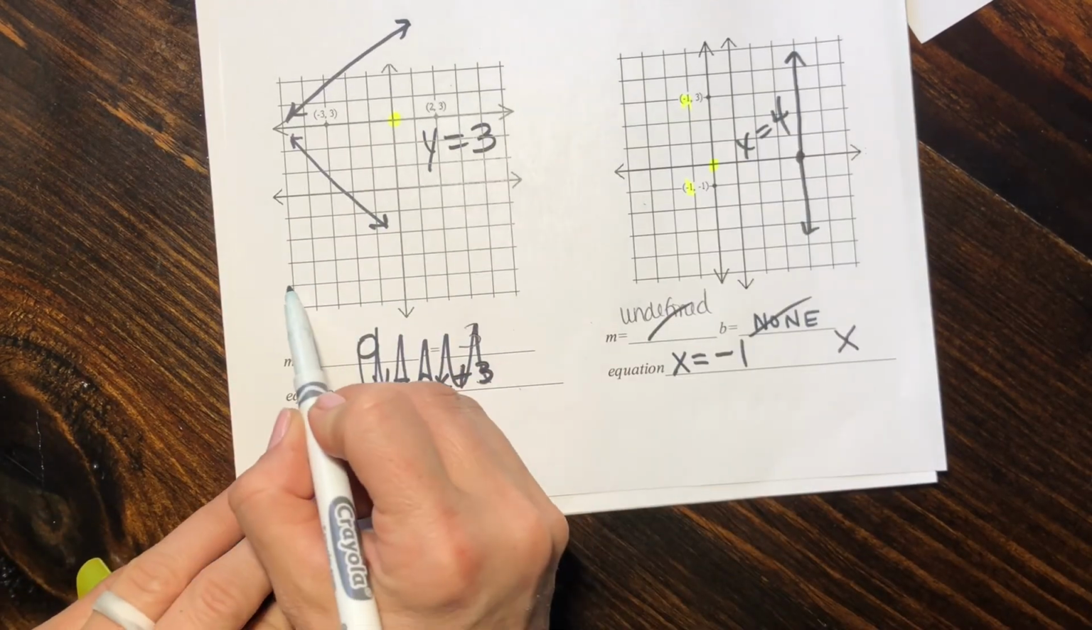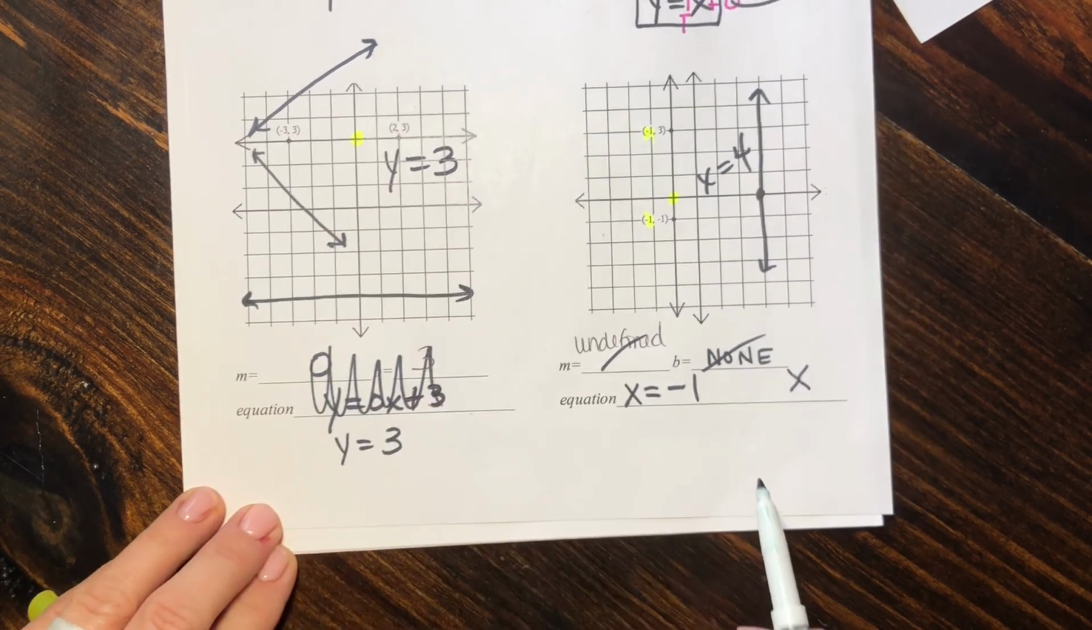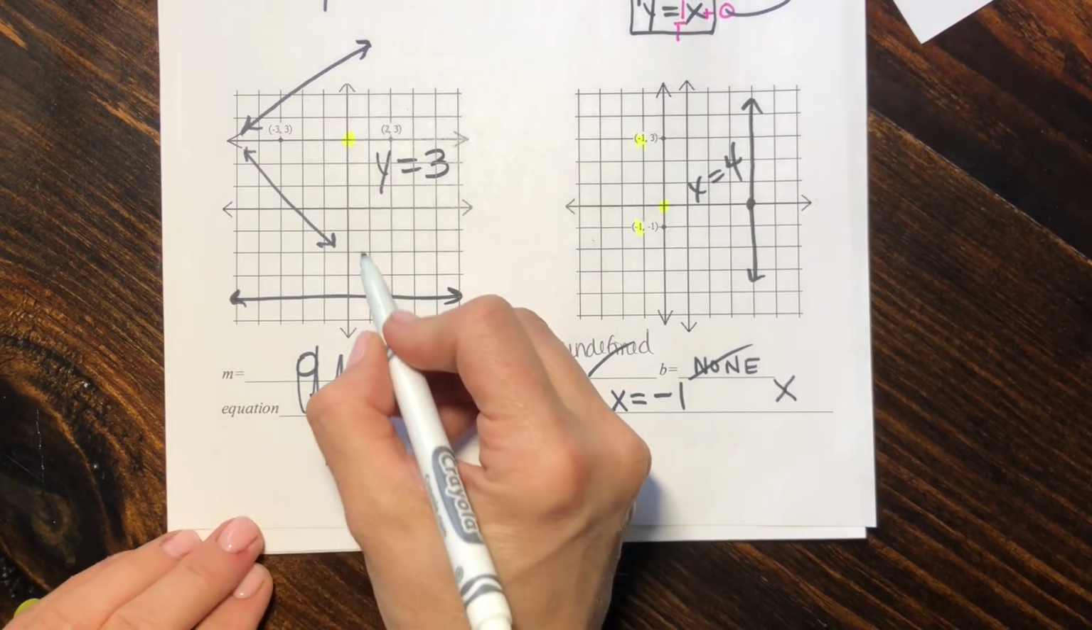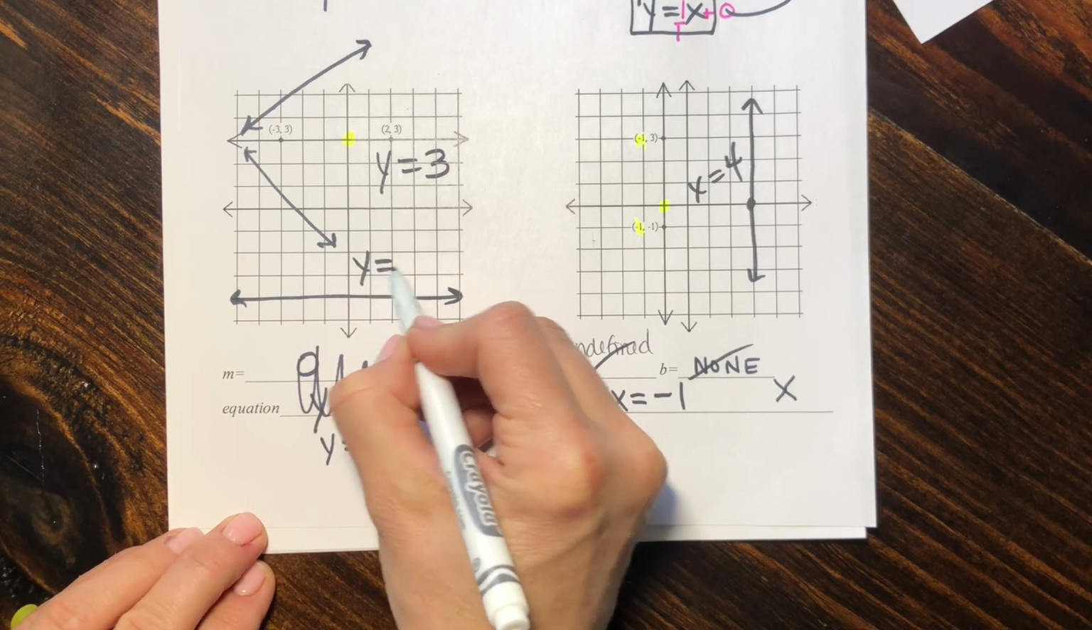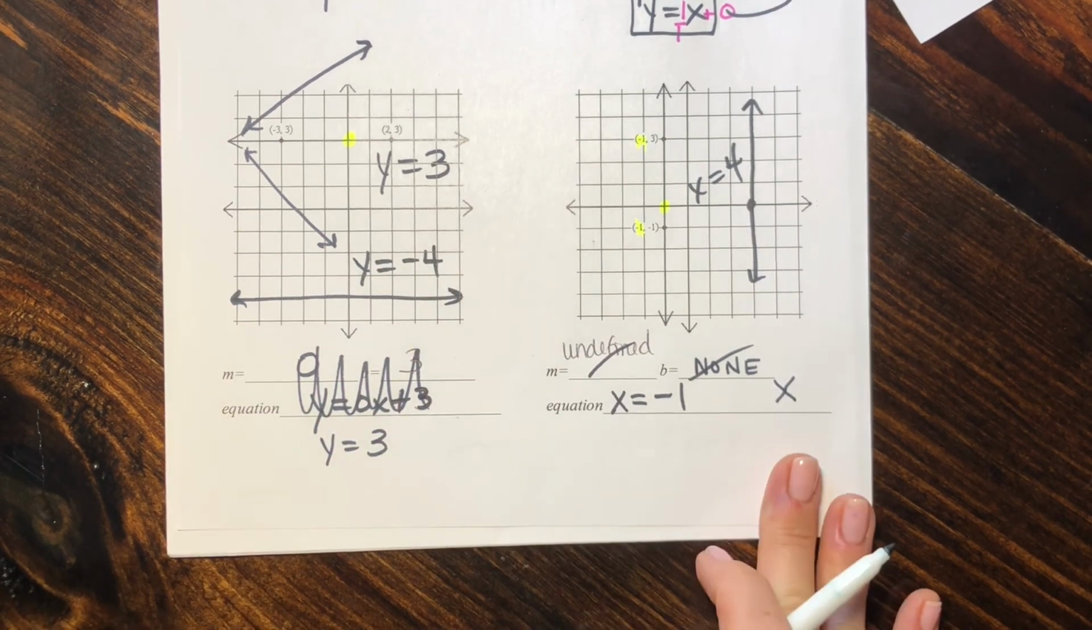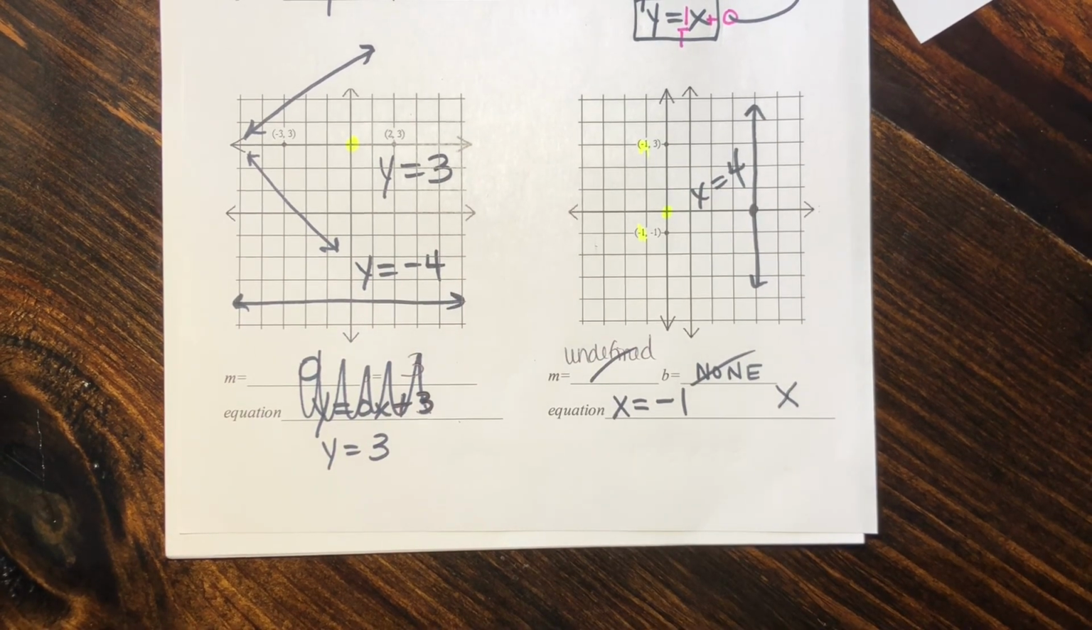Oh, hey, look, over here, I see a horizontal line. It's touching the y-axis at 1, 2, 3, -4. The equation of this line is y equals -4. And that's all there is to it. And that's how you write an equation from a graph.